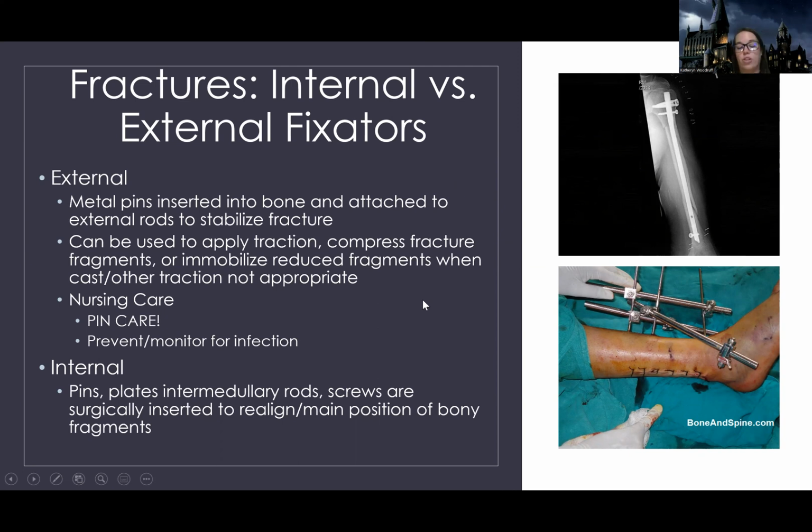External fixation can be used to apply traction. If there's a bunch of fragments, like I mentioned, and it's at the doctor's discretion, when it's not appropriate to use a cast or other traction, this is sometimes used. So you're not going to see these external ones all the time, but you will see them sometimes.